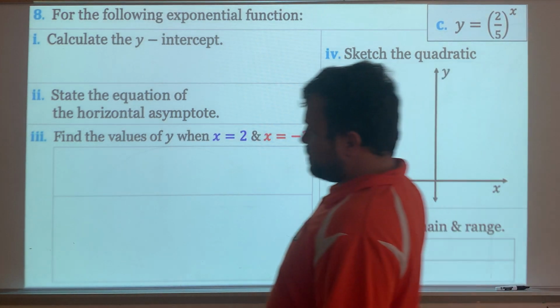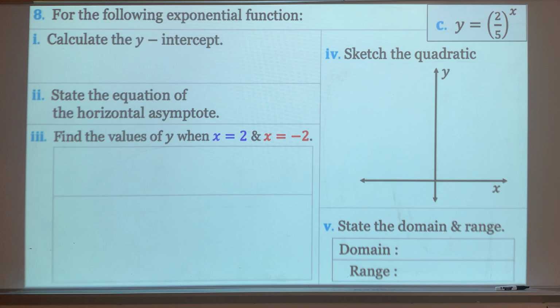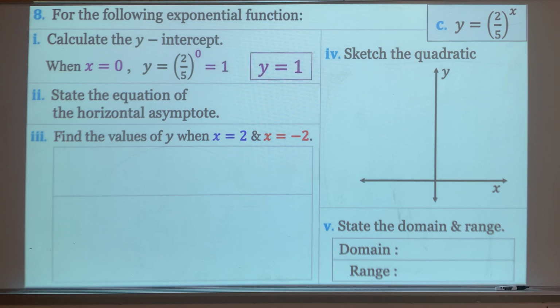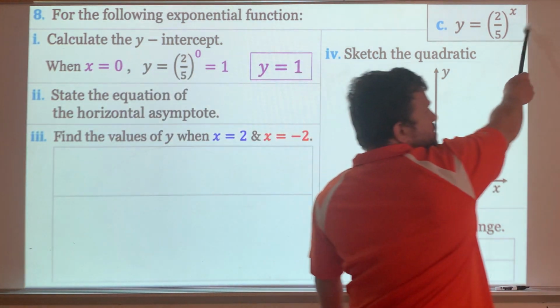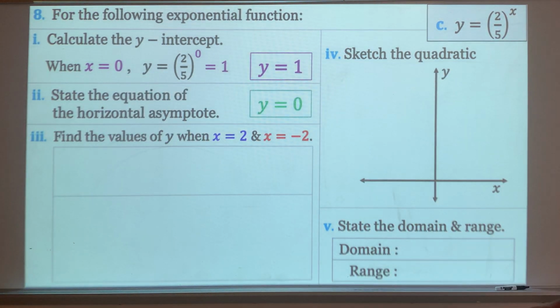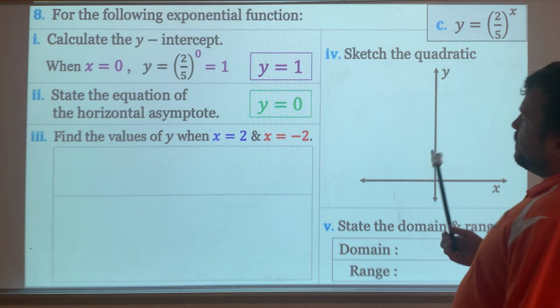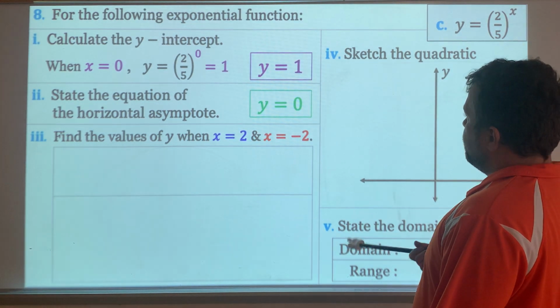All right, for C. We got a bunch of these to do. All right, so calculate the y-intercept. X is 0, y equals 1. Y equals 1 is your y-intercept. Horizontal asymptote. Now there's no constant added, therefore it's 0. Find the values of y when x equals 2 or when x equals negative 2.